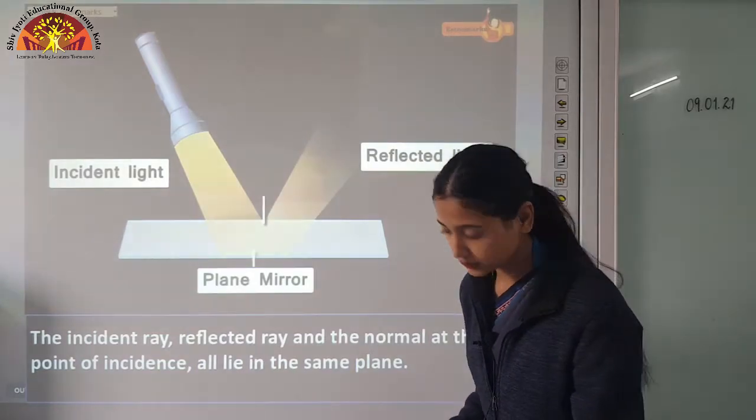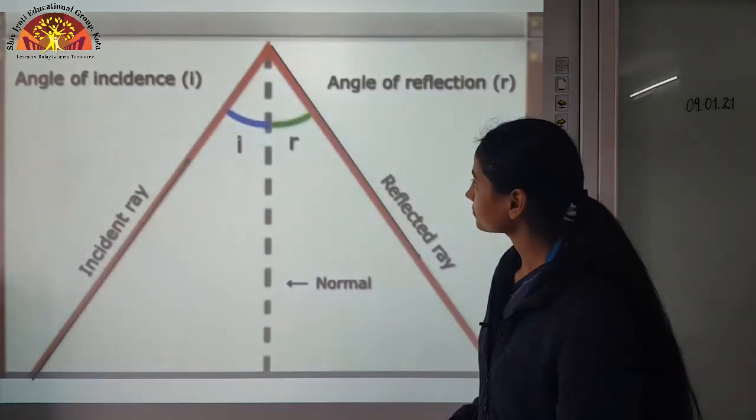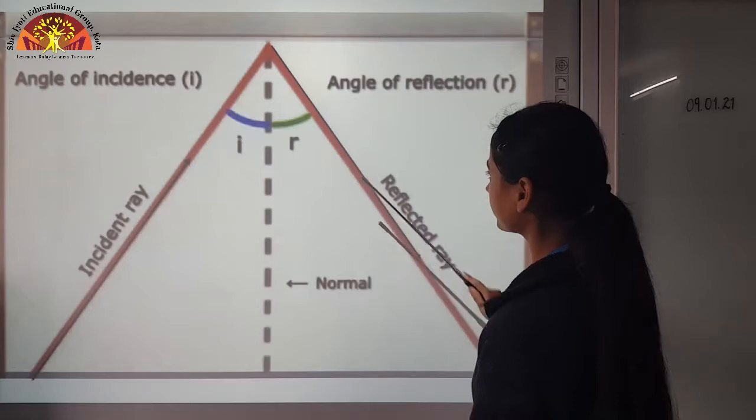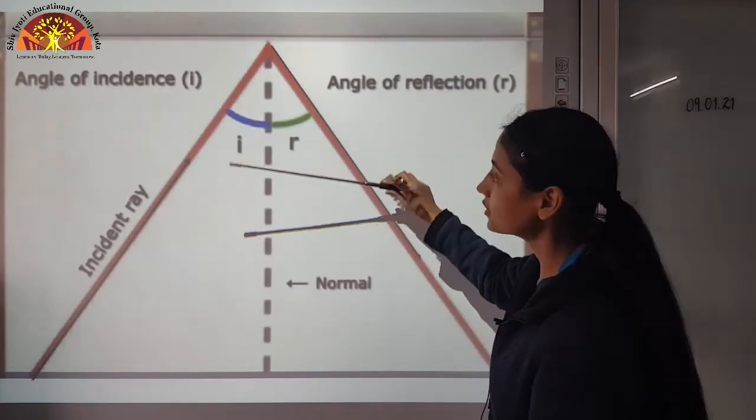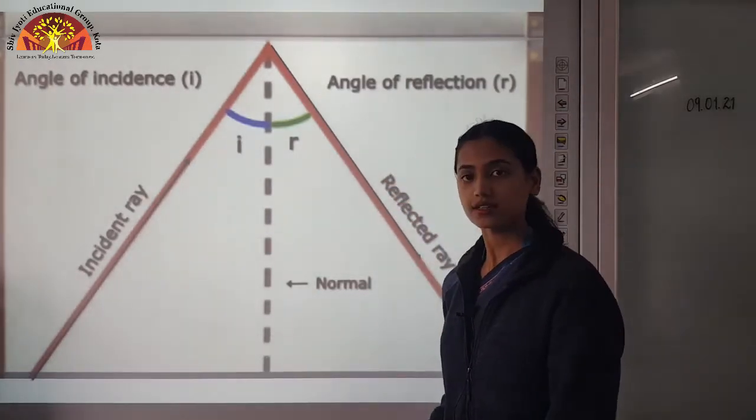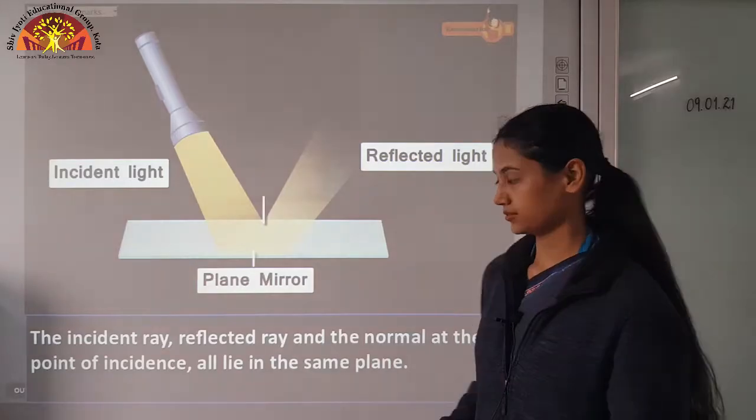If that is not clear from this image, look here. Incident ray, reflected ray and normal are all lying on the same plane, and this is our second law of reflection.